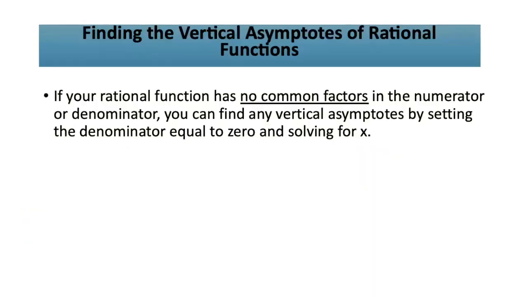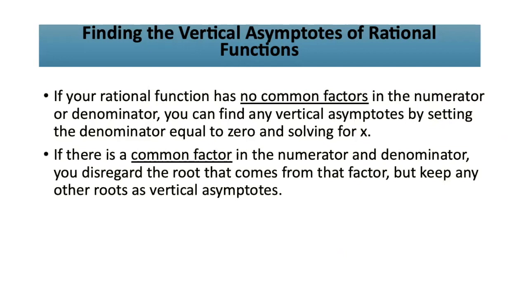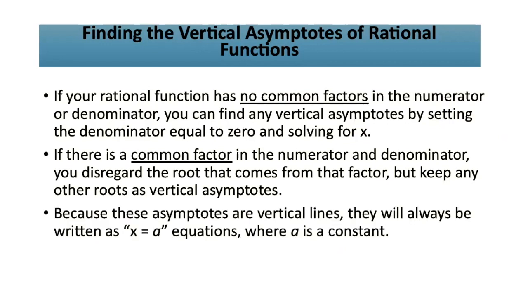To find the vertical asymptotes of rational functions, you have to pay attention to whether or not you have common factors in the numerator or denominator. I'll explain that a little bit more in a minute. But assuming you don't, you can find the vertical asymptotes by setting the denominator equal to 0 and solving for x. If there is a common factor in the numerator and denominator, you disregard the root that comes from that factor, but keep any other roots as vertical asymptotes. And because these asymptotes are vertical lines, they will always be written as x equals a equations, where a is a constant, just a number.